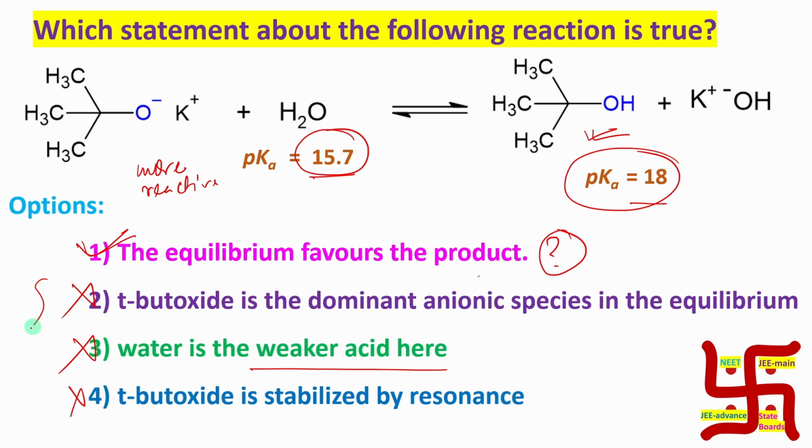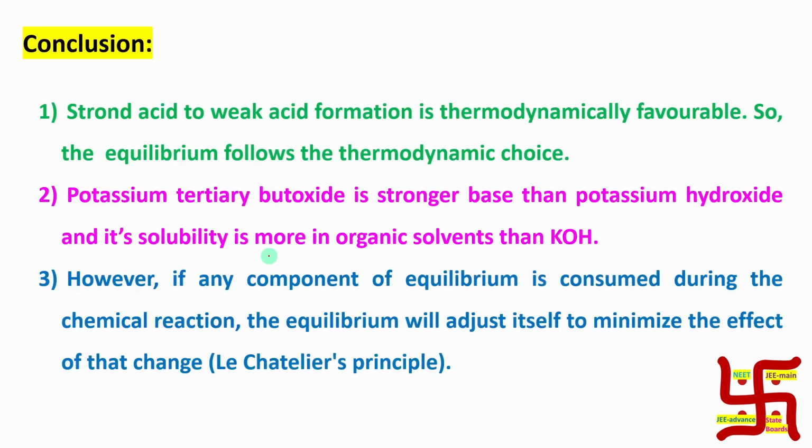So if you look at these three options, these are wrong. So what remains? Only option 1. So this will be your right answer. This is a back calculation strategy. Using this, you can get the right answer very quickly. So in conclusion, what you have learned is that strong acid to weak acid formation is thermodynamically favorable. So the equilibrium follows the thermodynamic pathway, or thermodynamic choice.